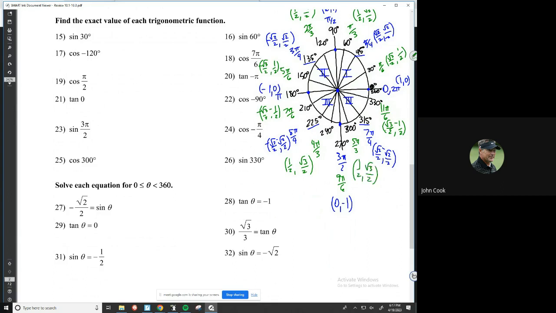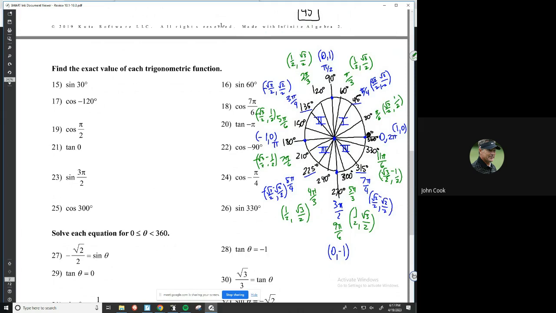And then put in your signs. So first quadrant, positive x, positive y. Second quadrant, negative x, positive y. Third quadrant, negative x, negative y. Fourth quadrant, positive x, negative y. And that's our full unit circle.